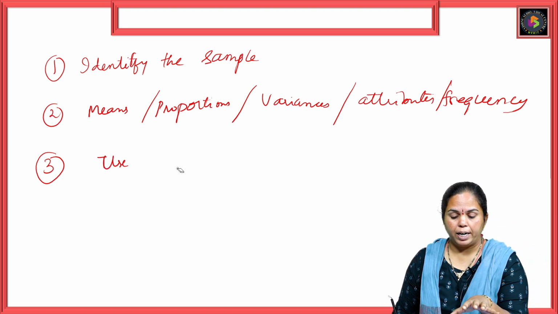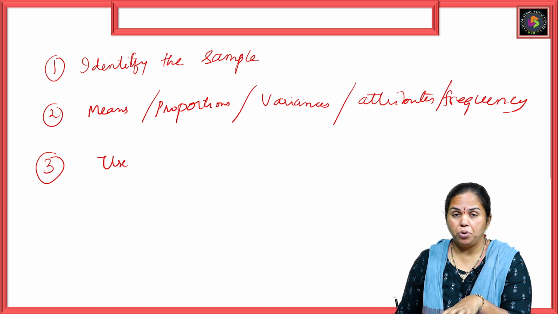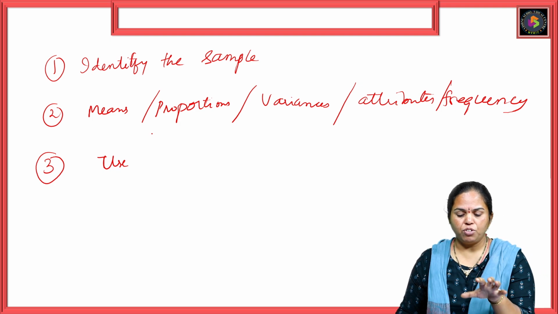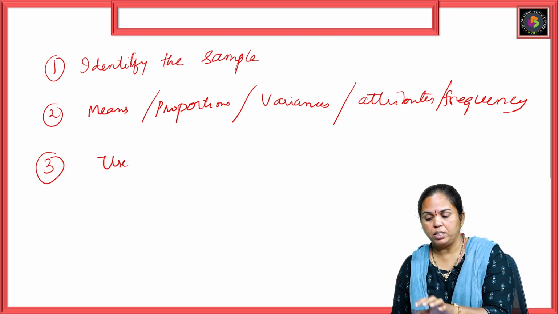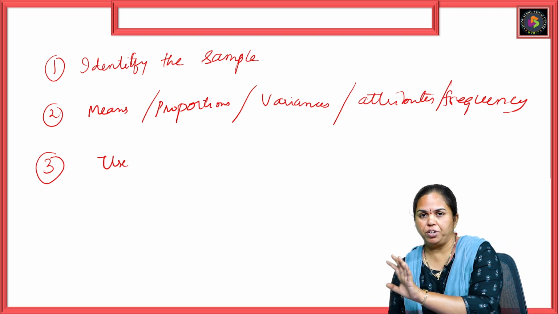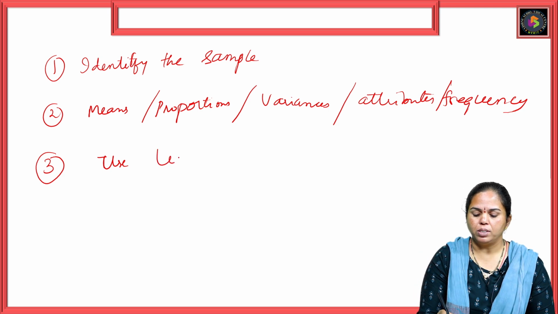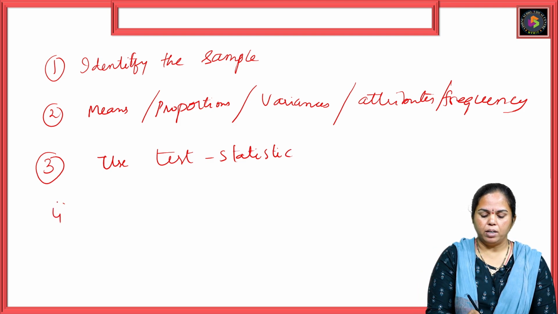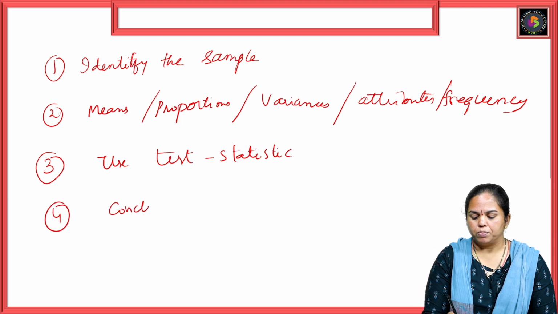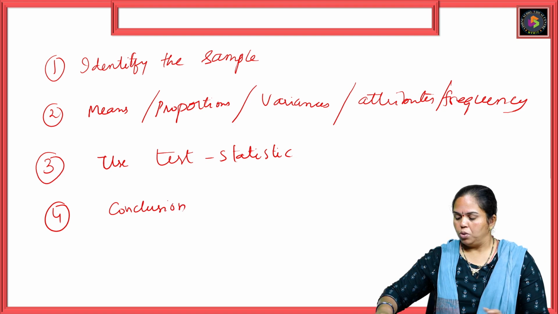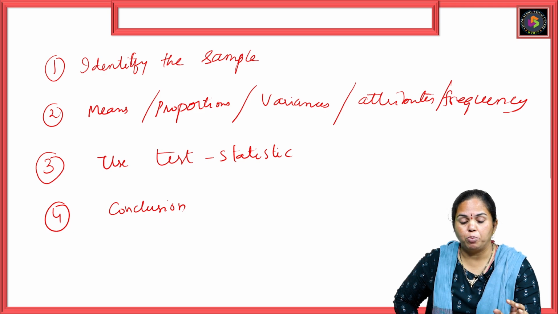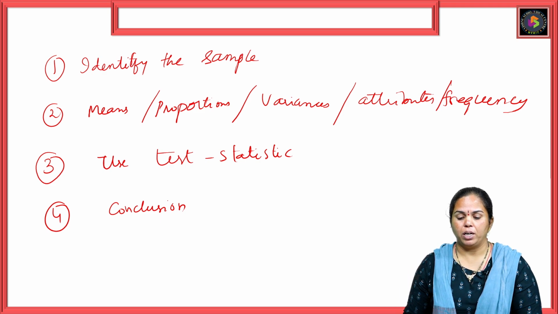So first identify the sample, then identify which type of data is given to you, whether it is means, proportions, variances, attributes, or frequency. Then use your test statistic according to the given data. Next, conclude. So this is a small guide on how to identify the problem and which test you have to apply.